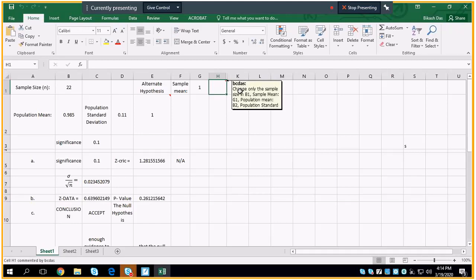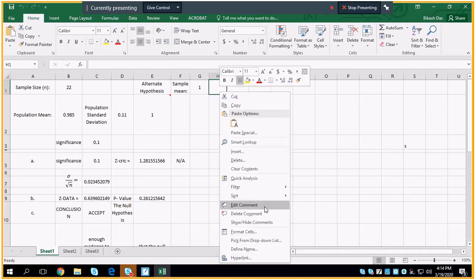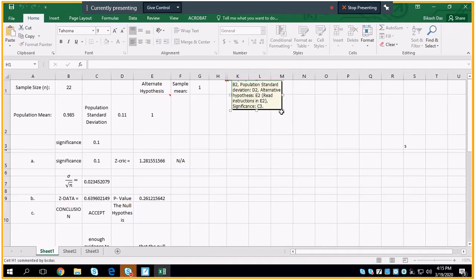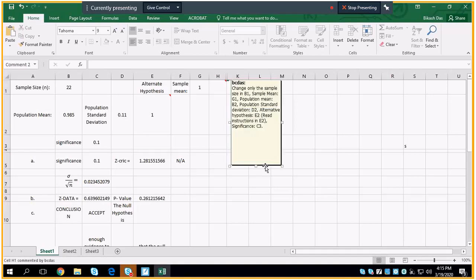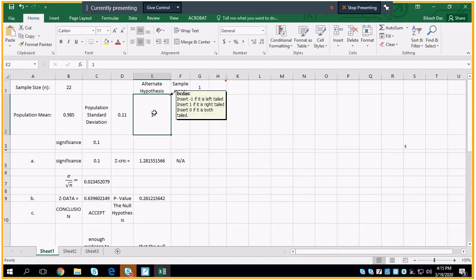So let's see, what does this say? If I cannot see it, I just have to make it a little bigger to read all of that. So population standard deviation in D2, that's the other information you're going to put here. Alternative hypothesis, this one is important. So read the instructions in E2, and then significance is also going to be changed in C3. So we'll go to E2, which is here. It says insert -1 if you're doing left tail test, insert 1 if you're doing right tail test, insert 0 if you're doing both tail test.